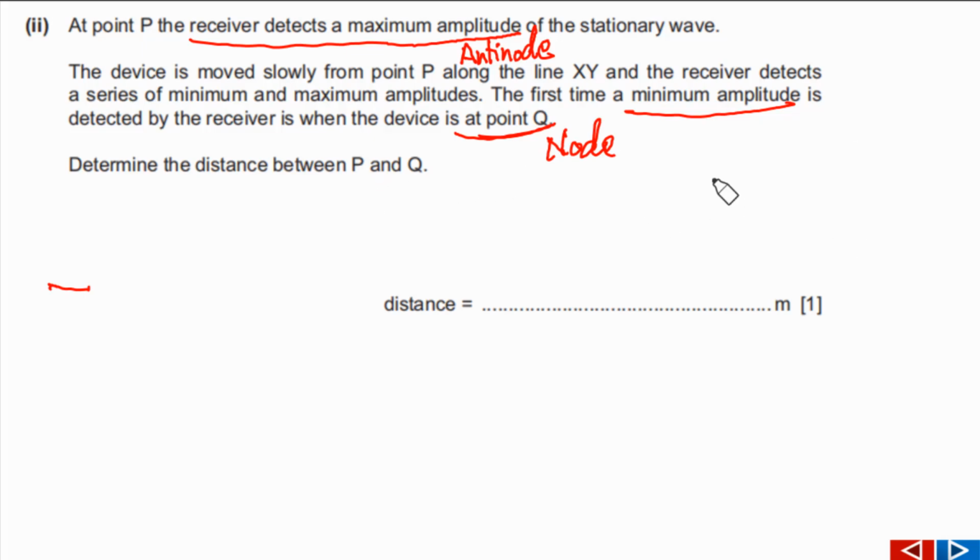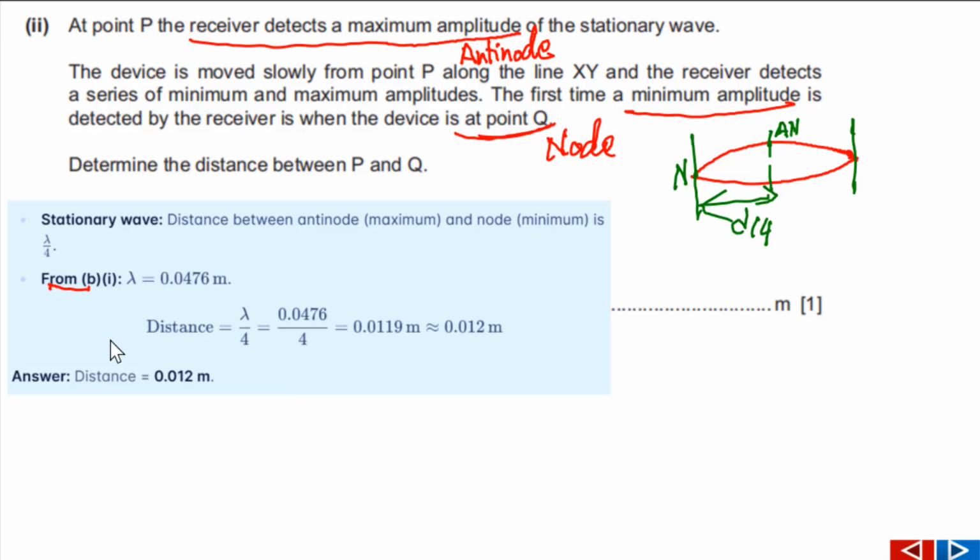So what is the distance between node and antinode? Let me draw one simple stationary wave. This is one loop. This point is an antinode and this point is a node. What is the distance between node and antinode? This is lambda by 4. If you understand this, distance is equal to lambda by 4, and we can find the value of distance. This is how you can find the value of distance. Again, our answer must have 2 SF in this case.